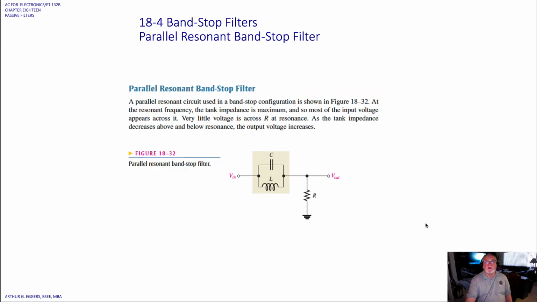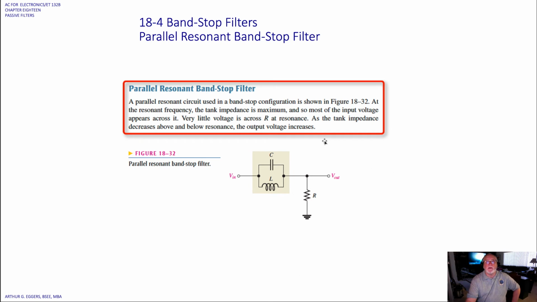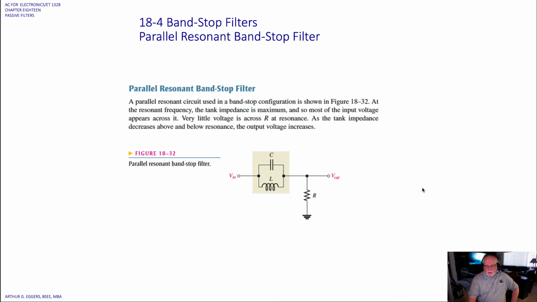The parallel resonant band stop filter, again a band stop configuration, is shown here where we've got a capacitor and inductor in the series part of the circuit, with the output taken across the resistor. At the resonant frequency, the tank impedance is maximum, and so most of the input voltage appears across it. Very little voltage is across the R at resonance. As the tank impedance decreases above and below resonance, the output voltage increases.